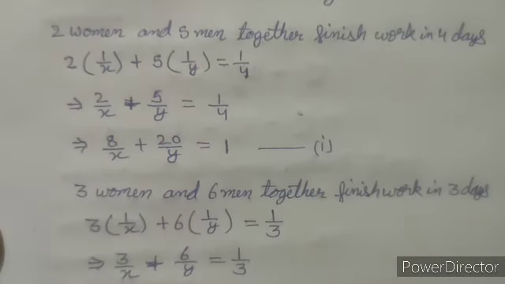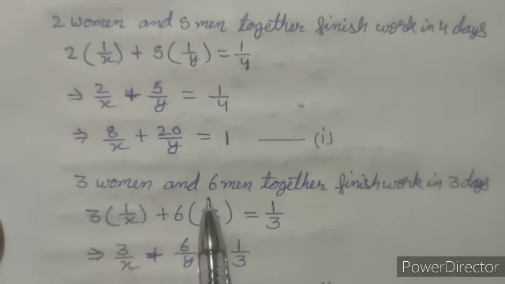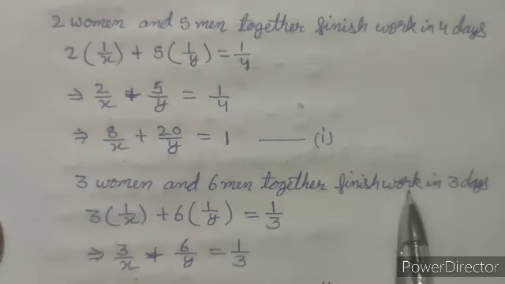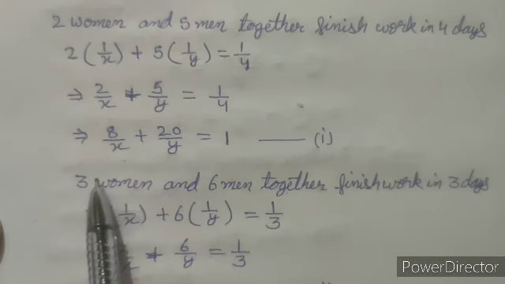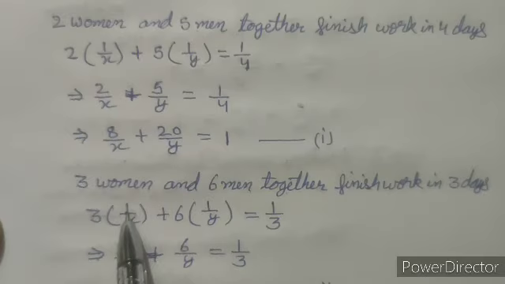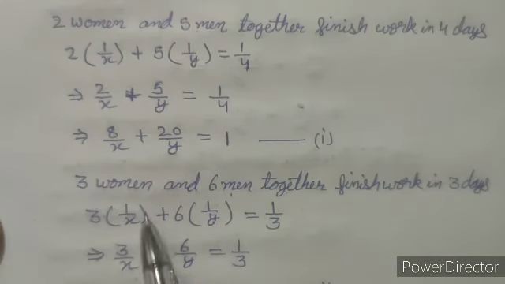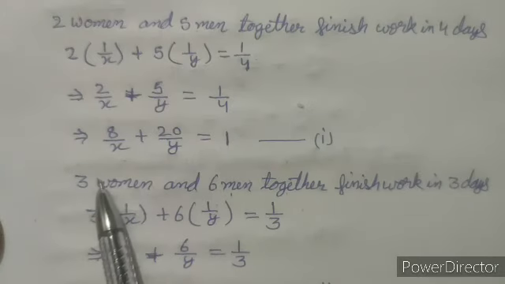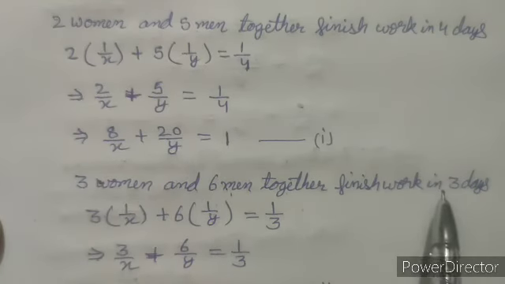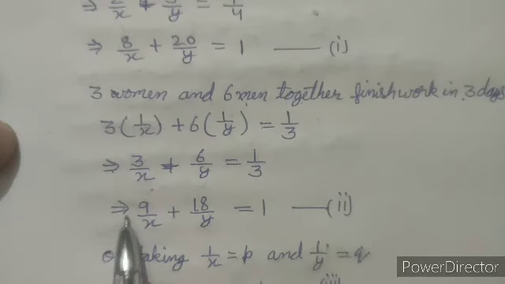Now in the second case he is saying that 3 women and 6 men together finish the work in 3 days. So one day work of 3 women will be 3 into 1 upon x. One day work of 6 men will be 6 into 1 upon y, because they finish the work in y days, and their sum will be equal to one day work of 3 women and 6 men, and since they are finishing the work in 3 days, their one day work will be 1 by 3. And on solving these we get the equation 9 upon x plus 18 upon y equal to 1.